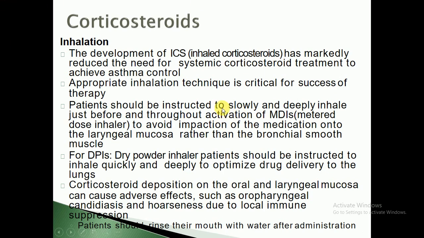Patients should be instructed to slowly and deeply inhale just before and throughout the activation of the MDI, metered-dose inhaler, to avoid the deposition of the medication in the laryngeal mucosa rather than the bronchial smooth muscles. For DPI, dry powder inhaler, patients should be instructed to inhale quickly and deeply to optimize drug delivery to the lungs. Corticosteroid deposition on the oral and laryngeal mucosa can cause adverse effects such as oropharyngeal candidiasis and hoarseness due to local immune suppression, and patients should rinse their mouth with water after administration.